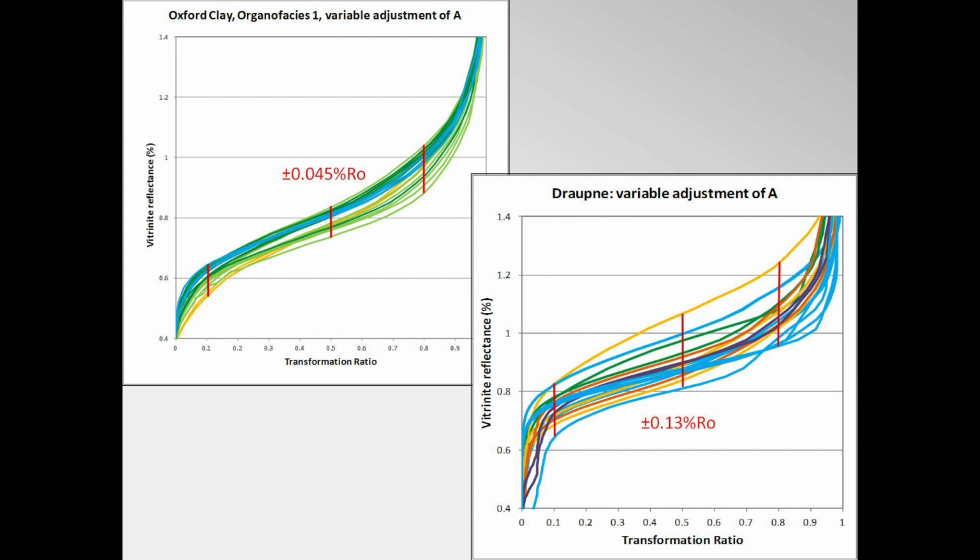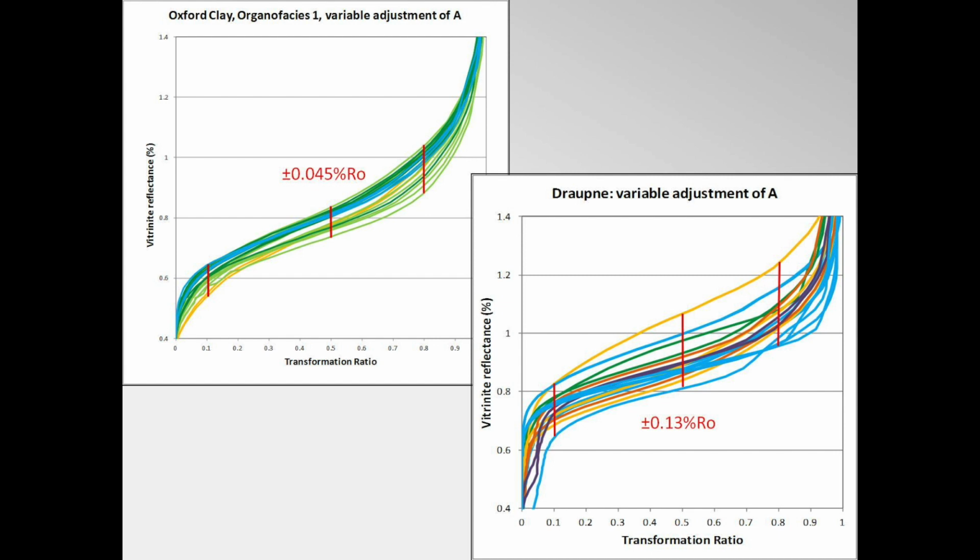The Oxford clay is apparently not completely homogeneous, but we were able to create a homogeneous organophase 1 by selecting the samples that were represented with the blue symbols in a previous slide. Those plot in a rather tight cluster as shown in the upper left here, with variability of about 0.045% Ro, plus or minus. The Draupne, in contrast, shows much greater variability.